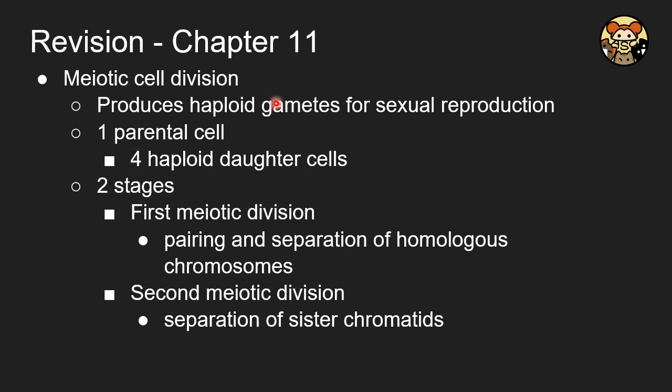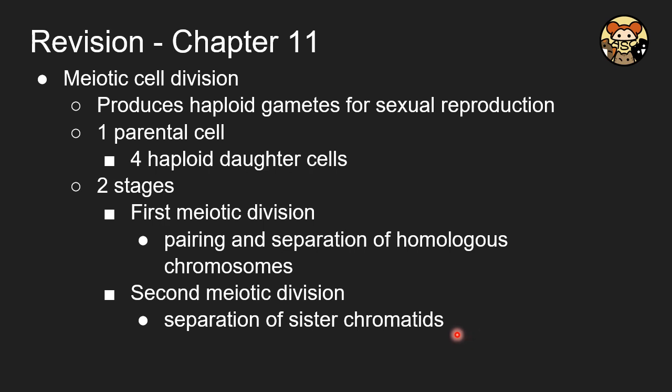So how about meiotic cell division? The ultimate goal is to produce haploid gametes for sexual reproduction, and one parental cell will have 4 haploid daughter cells, and it can be divided into 2 stages. The first is the first meiotic division, which involves the pairing and separation of homologous chromosomes. The second meiotic division contains the separation of sister chromatids.